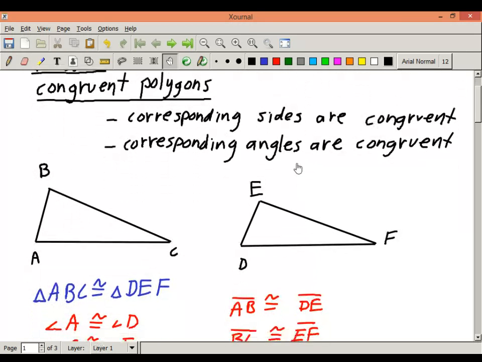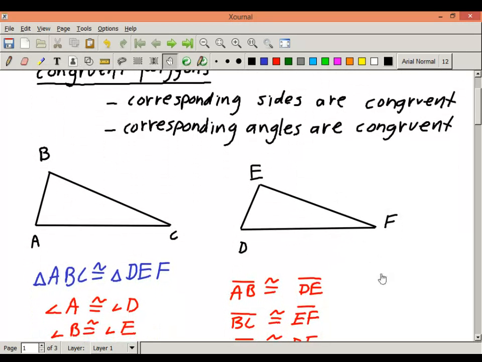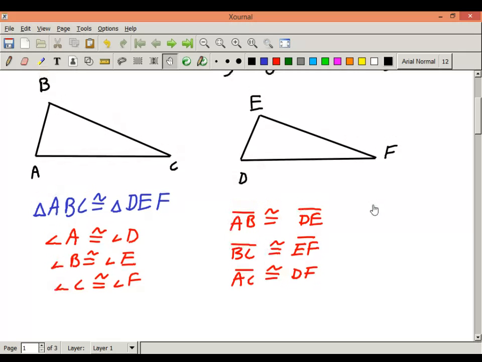Okay, so what you see here is a couple triangles. Triangle ABC and triangle DEF. And we're given that in the blue ink there that they are congruent. So when you name these triangles that are congruent, you absolutely have to make sure that your letters are in the correct order. So when I say the triangle ABC is congruent to triangle DEF, if you look at the angles that line up, that would be angle A with angle D. Also angle B with angle E. And also angle C with angle F.